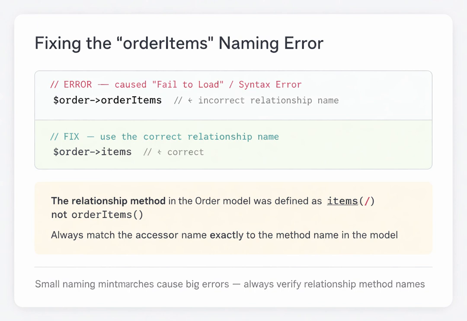This is a very common mistake. When you define a relationship in a Laravel model, the name you use to access it must exactly match the method name. A small typo or naming inconsistency like this can cause the entire page to fail to load.